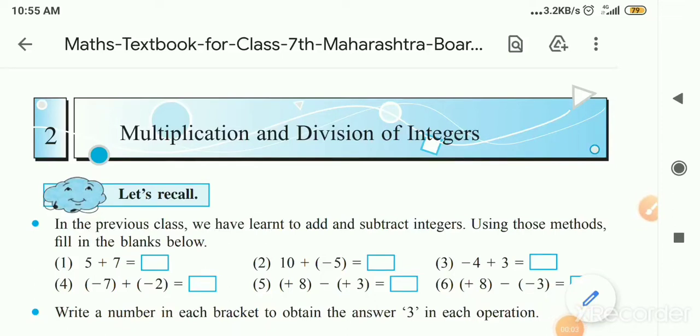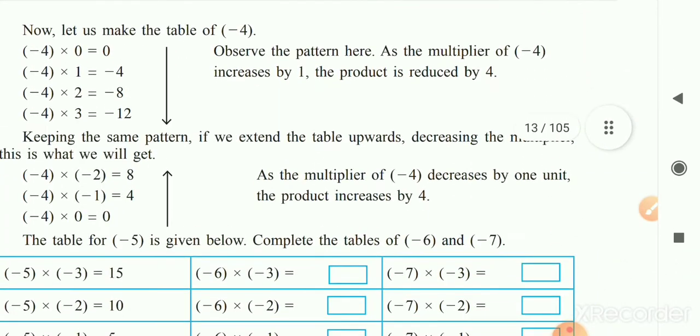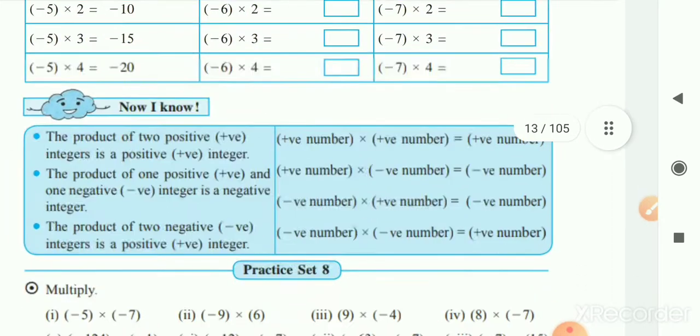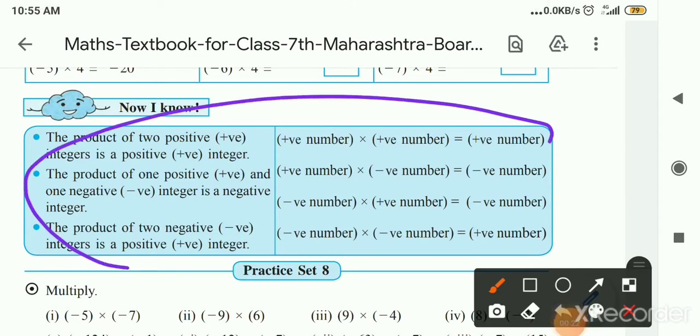Lesson number 2, multiplication and division of integers. Under this lesson, yesterday we learned how to do the multiplication of integers, and for that I told you some rules. You just follow them, and these are the rules. I told you these rules, then some students sent me their homework, and they made a few little mistakes.